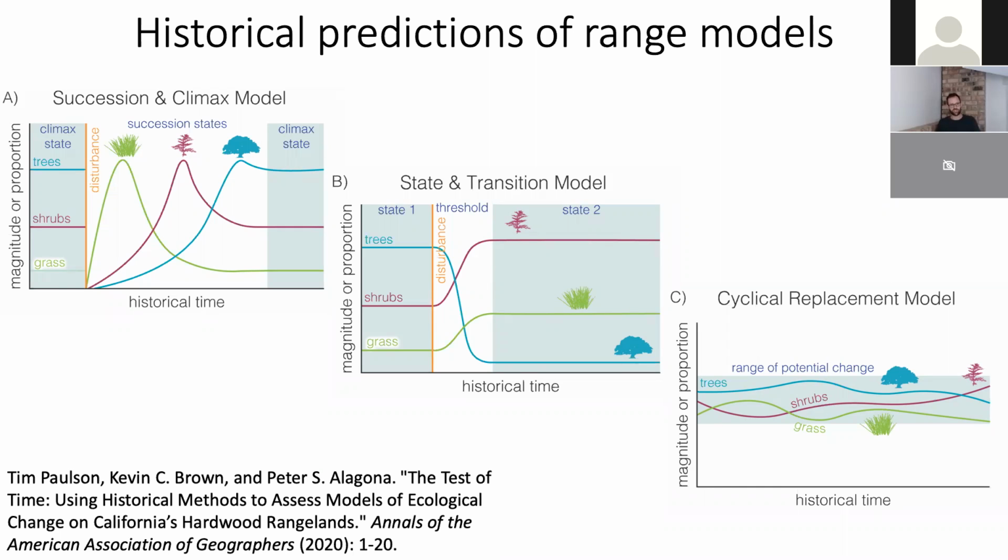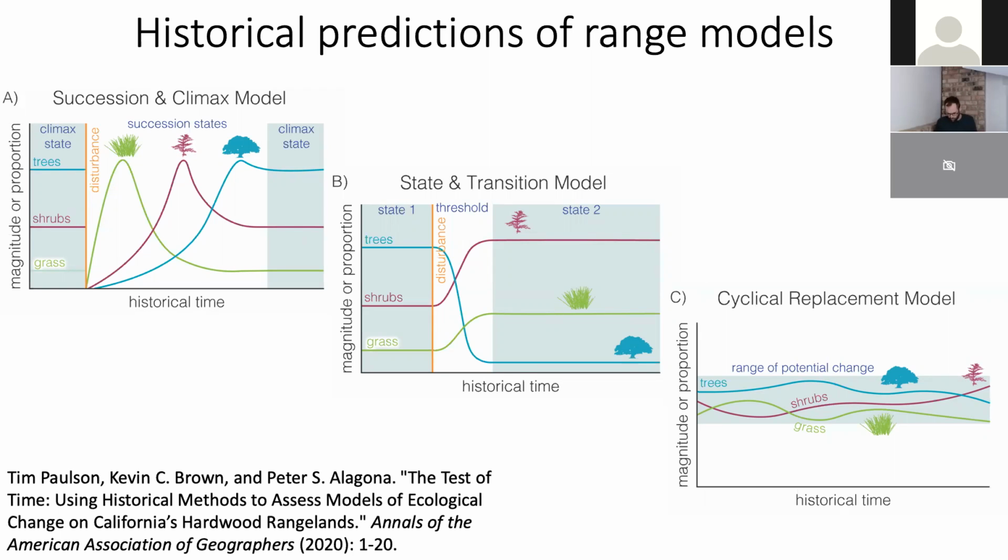The first is the succession and climax model. That's Frederick Clement's model that was very influential in the first half of the 20th century. And the second is the state transition model, which became very influential after 1989. And we also analyzed the cyclical replacement model, which is less known but important in California, and which you might also know as patchwork dynamics.